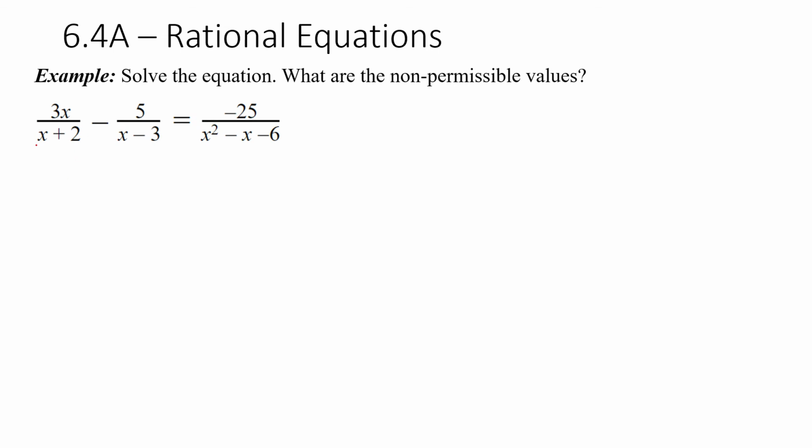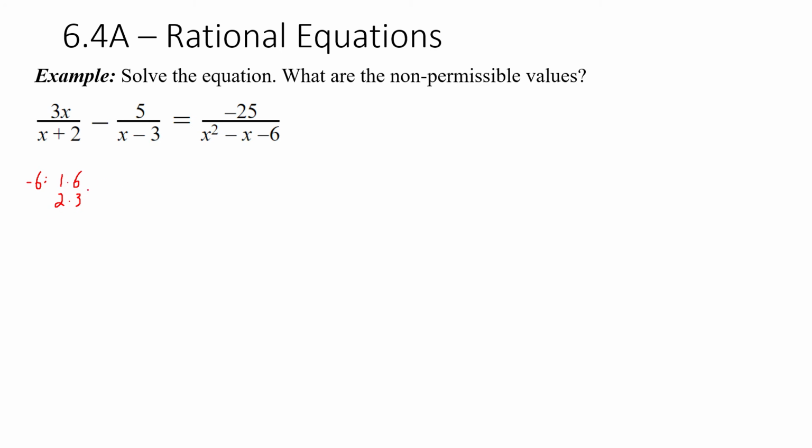All right, another one to go here. In order to do our non-permissible values, we're going to have to factor this one first. There's no a term, so we're just looking for two factors that multiply together to give you 6 but add together to give you negative 1. Looking for factors of negative 6: 1 and 6, and 2 and 3.